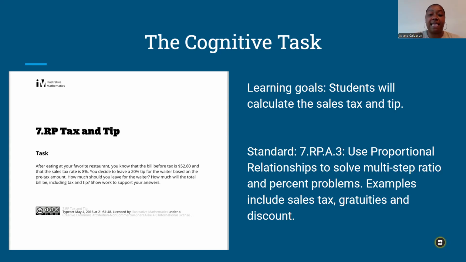Students not only have to find the sales tax, they also have to find the tip, which is the gratuity that goes along with this problem. And then they have to answer several different questions. One of the questions says, how much should you leave for the waiter? So that's figuring out the gratuity. And then how much will the total be, including tax and tip? So that is an overall answer after you have performed those multiple steps. Since this is a multi-step problem, students sometimes struggle with doing 2 tasks in one.